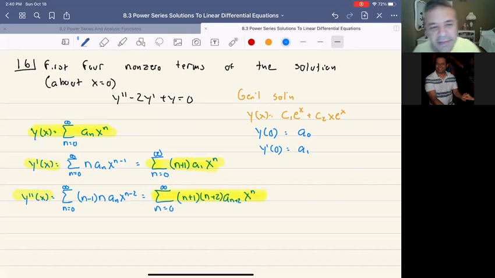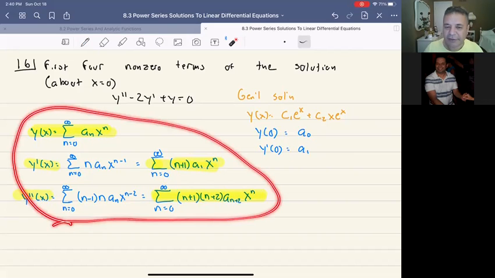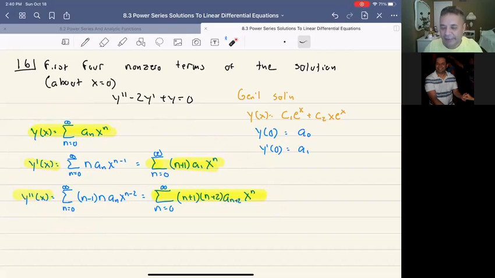Okay, now let's get to solving the differential equation. These things you're going to be doing all the time. Okay, everyone that's second order, you're going to be doing that exact thing.